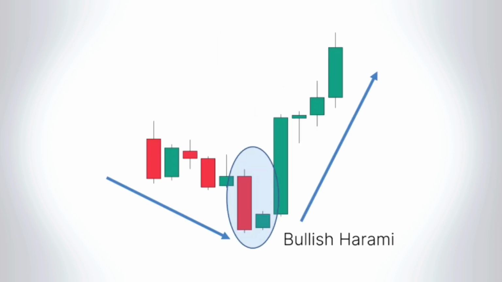The bullish harami is a 2-candle reversal pattern that signals a potential shift from downtrend to uptrend. The pattern consists of a long bearish, that's a red candle, followed by a smaller bullish, that's a green candle, that is completely contained within the body of the first candle. This pattern suggests that seller strength is weakening and buyers may be starting to take control, potentially leading to a reversal. Now here's how you identify a bullish harami candlestick pattern when you see it on the chart.